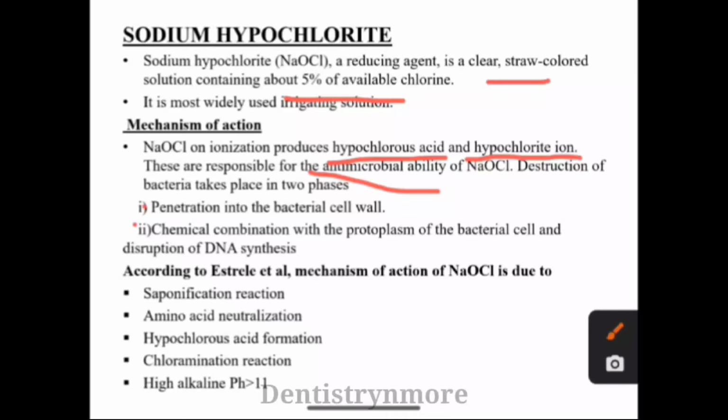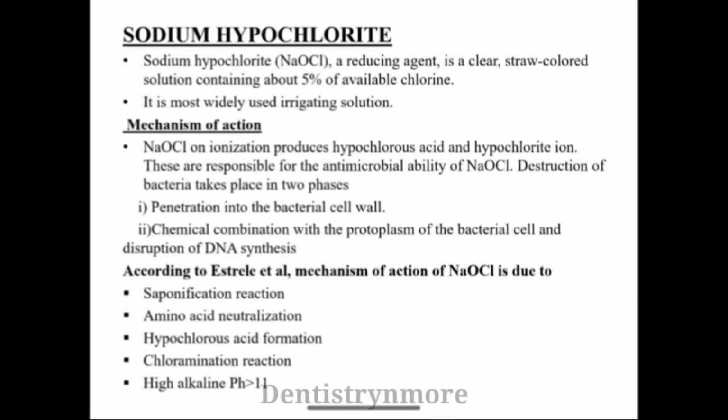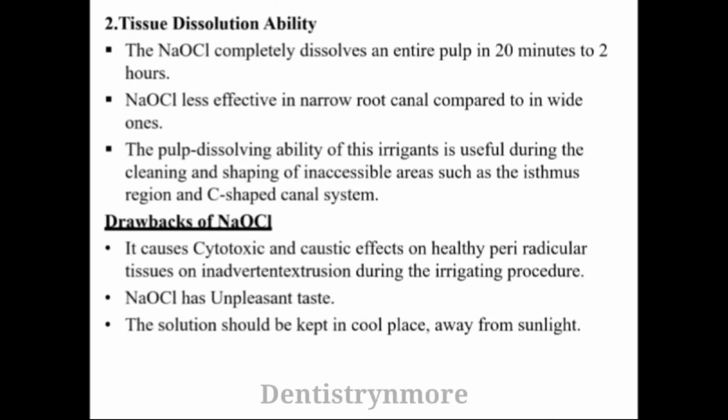Its mechanism of action can be due to the saponification reaction, amino acid neutralization, hypochlorous acid formation, chloramination reaction, and high alkaline pH, greater than 11. The drawbacks of sodium hypochlorite include cytotoxic effects on healthy periradicular tissues during irrigating procedures, and an unpleasant taste. It should be kept in a cool space away from sunlight.